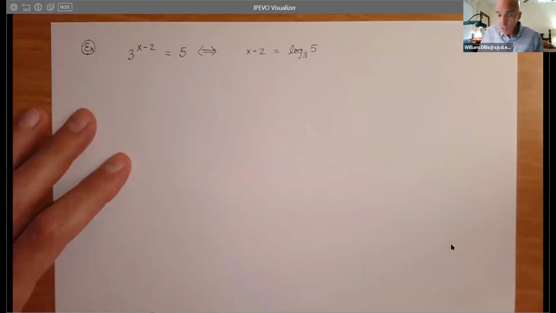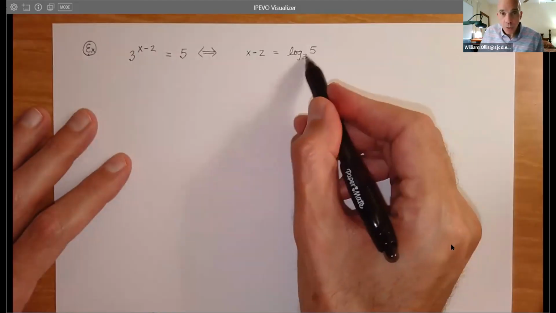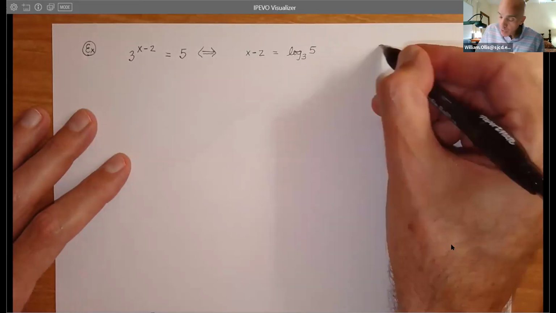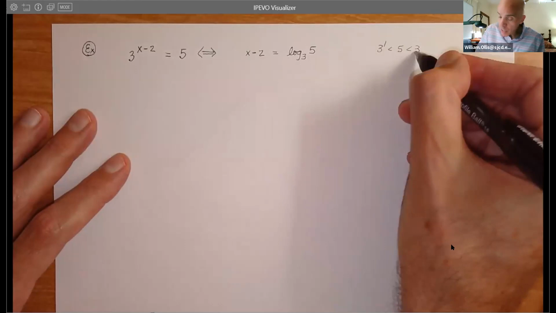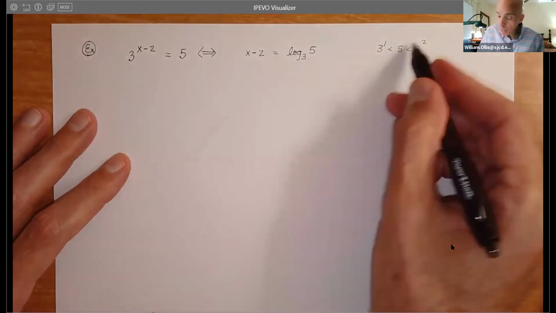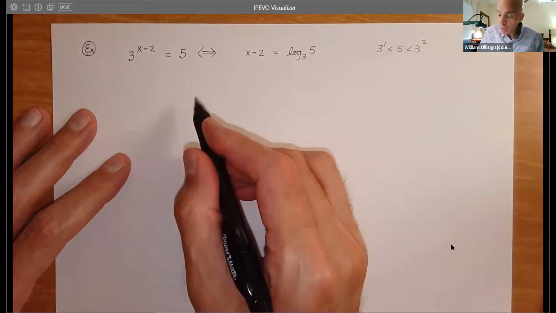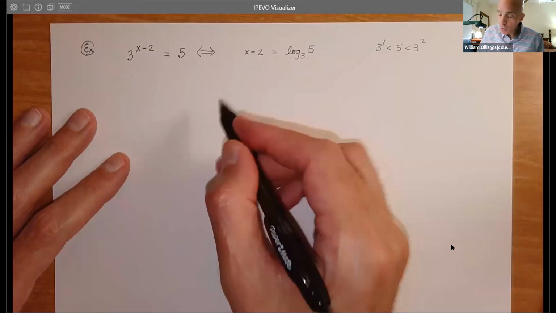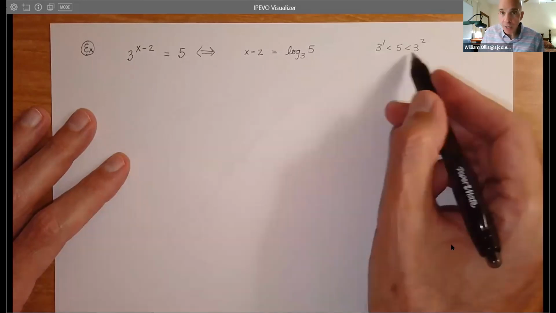Now, of course, just like before, this number is between 1 and 2. That is, we know 3 to the 1 is a lower bound for 5, and 3 squared is an upper bound. So we know the base 3 logarithm of 5 exists between 1 and 2, most likely closer to 1, even though the scale is not linear. It stands to reason that this is a computation that we could approximate.